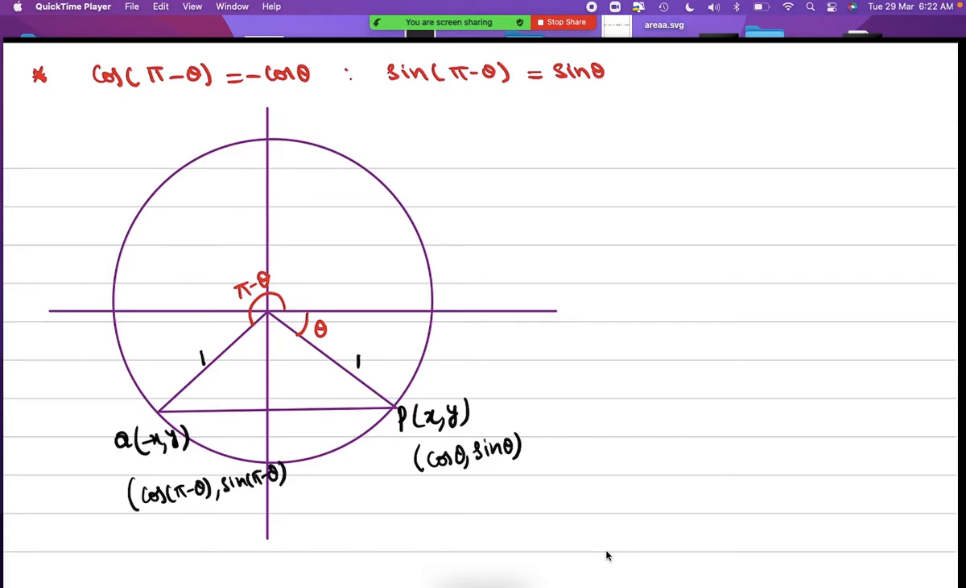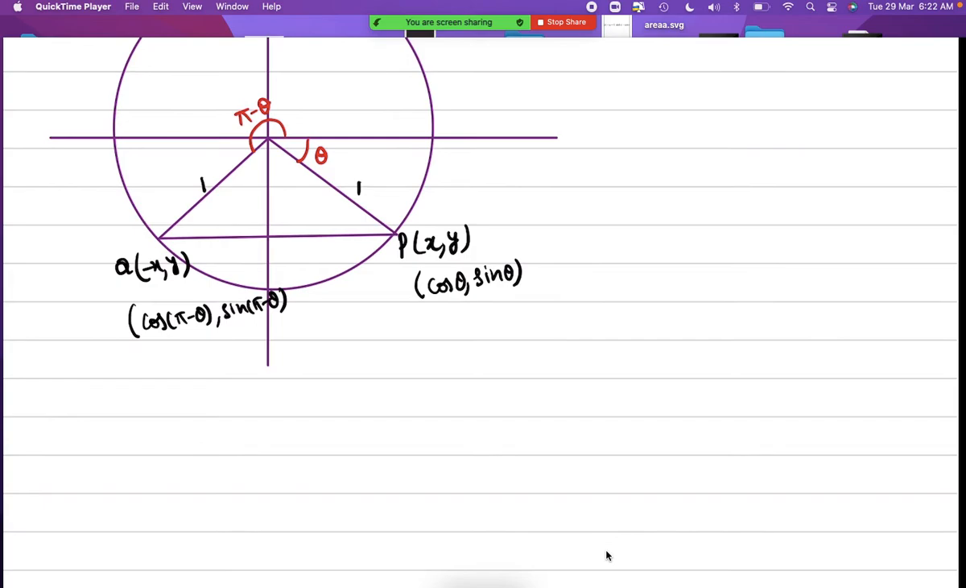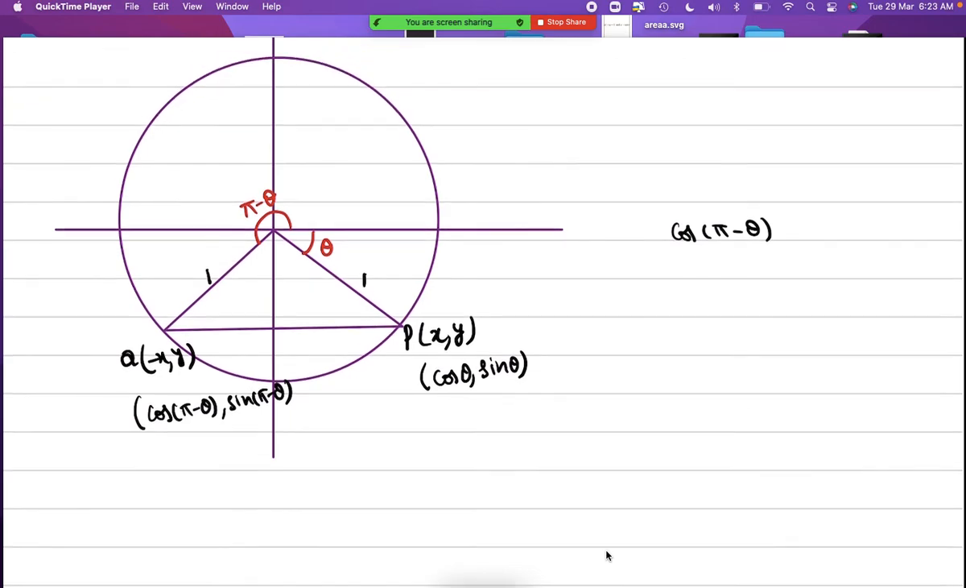Now if we observe the x coordinates of P and Q, the x coordinate of P is x only, and the x coordinate of Q is minus x. So the relation between the x coordinates of P and Q is minus cos theta equals cos of pi minus theta. That is the first one: cos of pi minus theta is equal to minus cos theta.